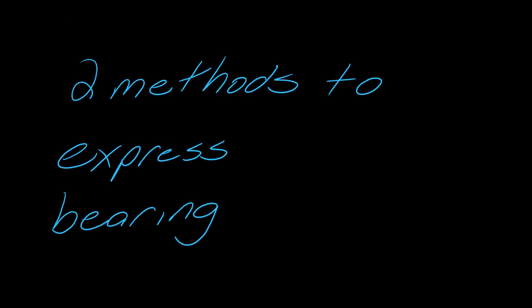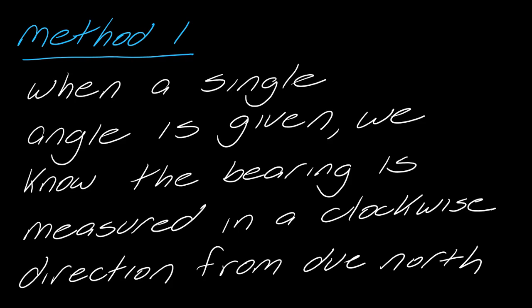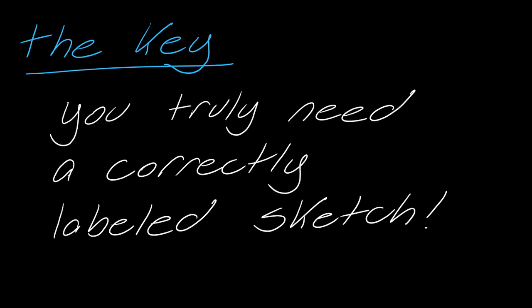There are really two methods to express bearing, and they're actually very different, and you know immediately which one to use, and we'll cover all of that in this video. So okay, method one. When a single angle is given, we know the bearing is measured in a clockwise direction from due north. What the heck does that mean? Okay, we'll go through all that. Don't worry. This will make total sense when we're done. The key to this, though, like anything with trig, is that you truly need a correctly labeled sketch to make this work.